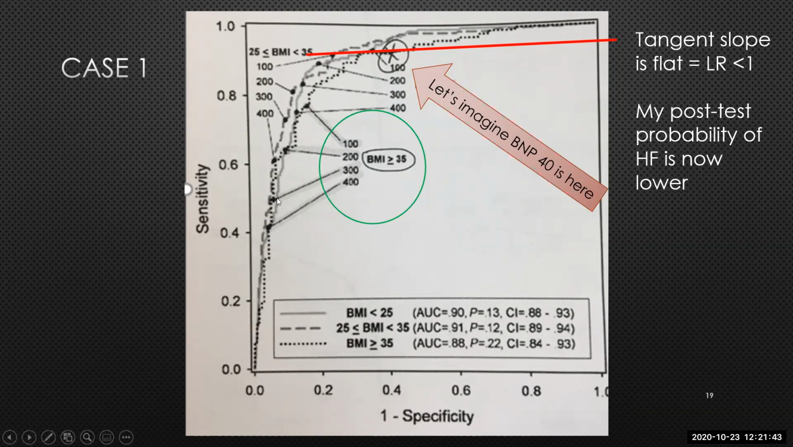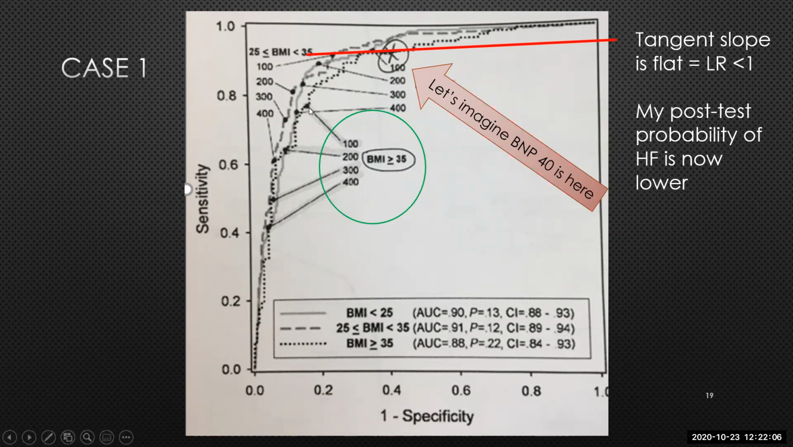So you can look, 300 is also a pretty good cut point. 200 and 100 are starting to come with slightly lower slopes. 200 is still pretty good. The 100 is essentially in that part of the graph where your likelihood ratio is 1, and so that won't really change your pretest probability in any one direction or another.